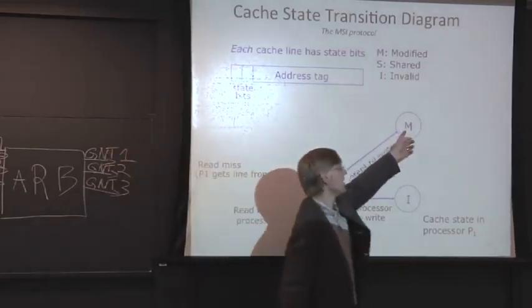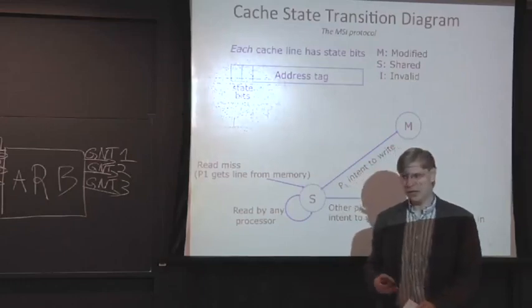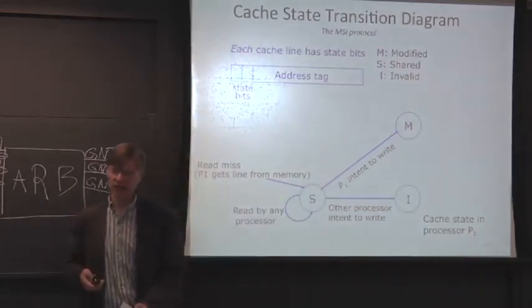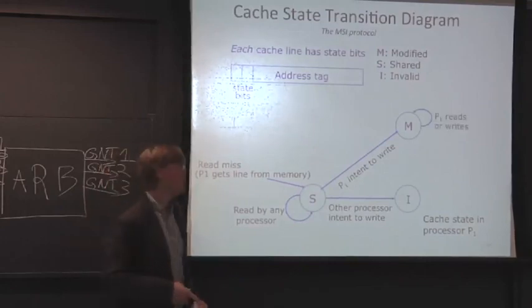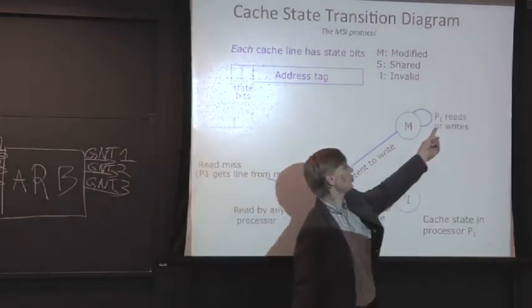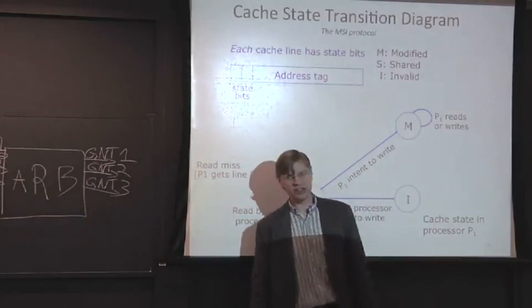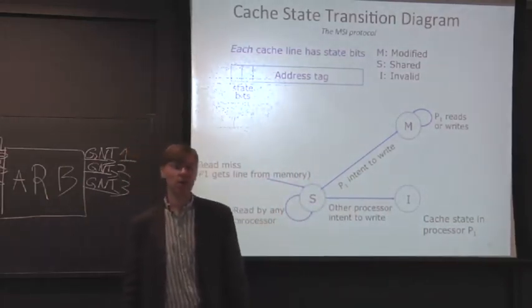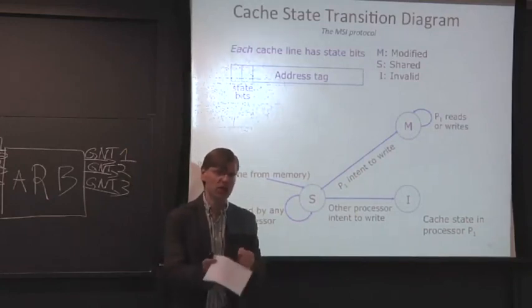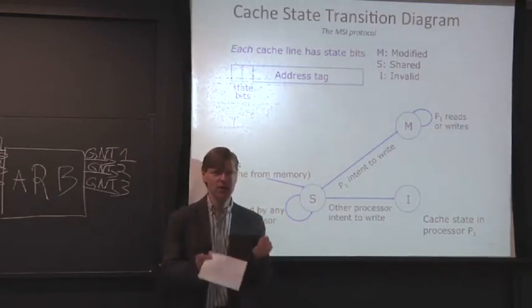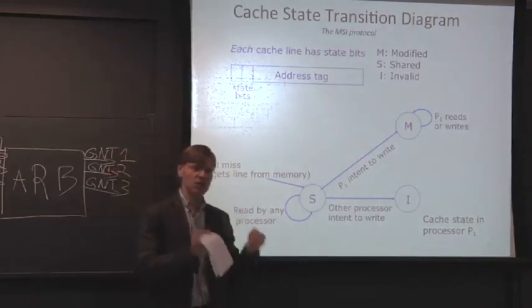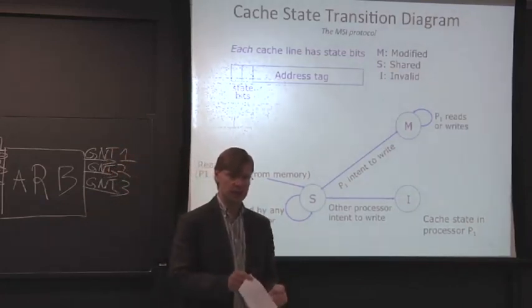OK, so what's this modified state? What does this give you? Well, if you're in the modified state, you can write the data and you can read the data. So let's say processor 1 does a read or a write. Well, you just stay in the modified state, and you can do as many reads and writes as you want, and you never have to communicate on the bus. You have the sole copy. You have the token, if you will. You can read it, you can write it. You're guaranteed that no one else has a copy.